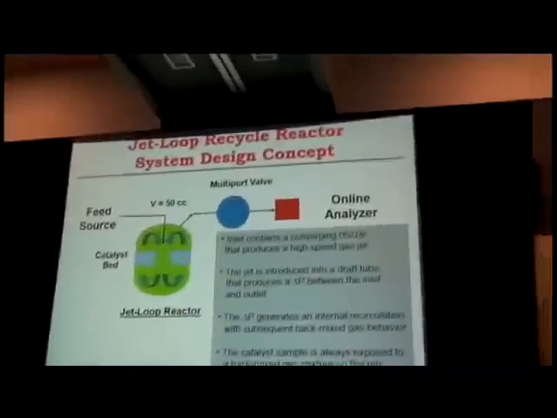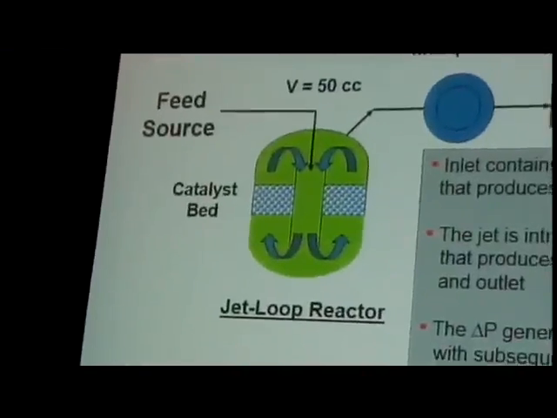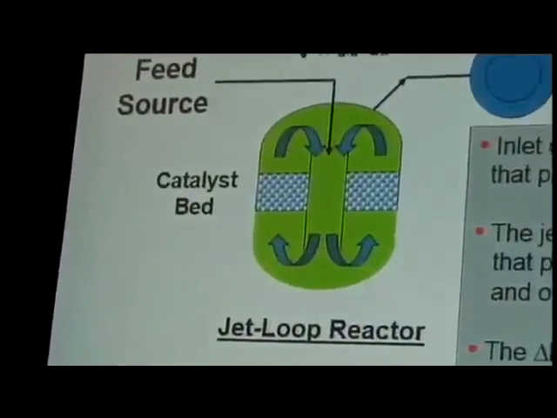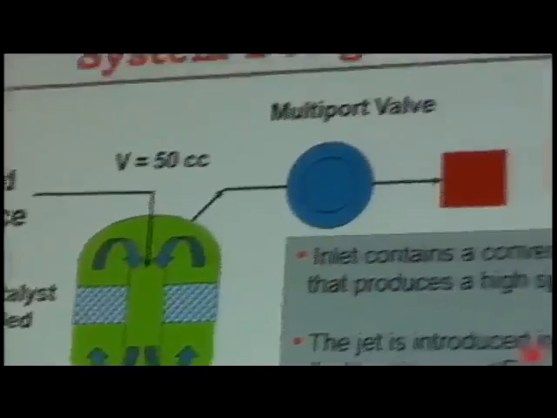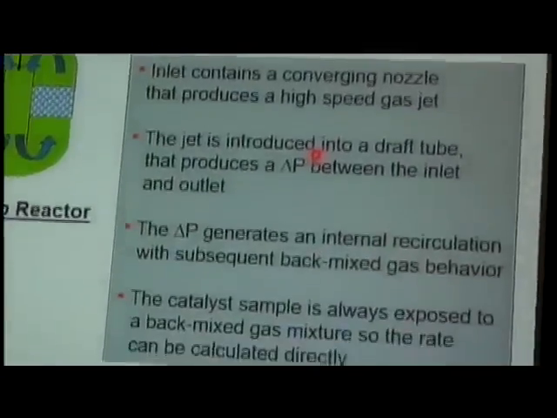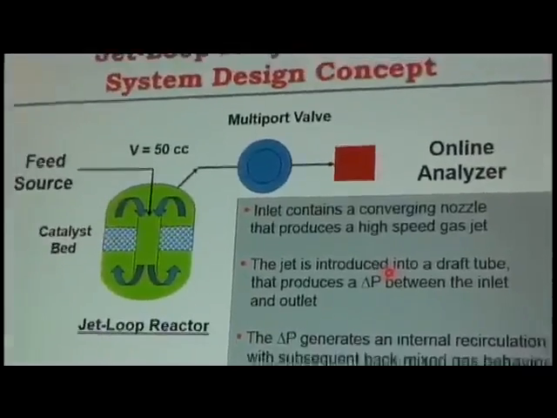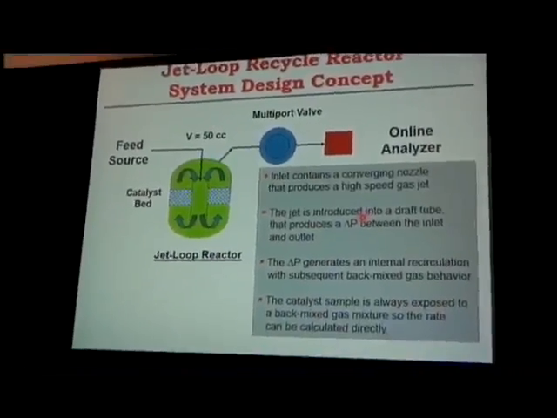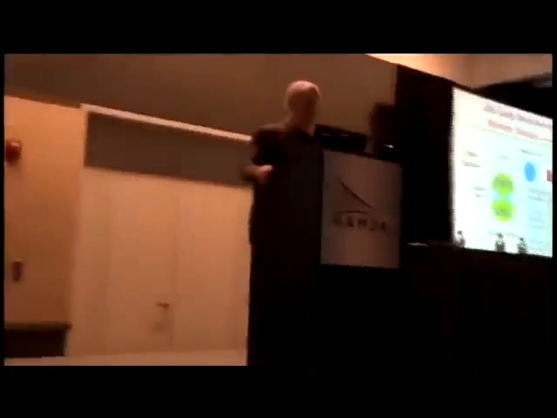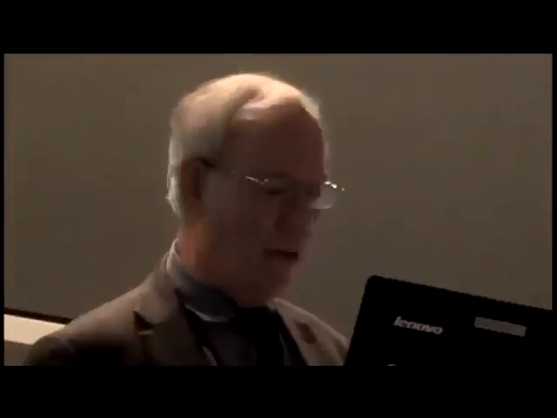Now, let's take a minute and look at the jet loop reactor design concept. One of the reasons for looking at this particular design is that, unlike some of the other reactors we'll see in just a moment, it doesn't involve any moving parts. When you deal with certain types of gases which are very corrosive, moving parts can lead to significant maintenance problems. This design is actually used in a number of commercial reactors.